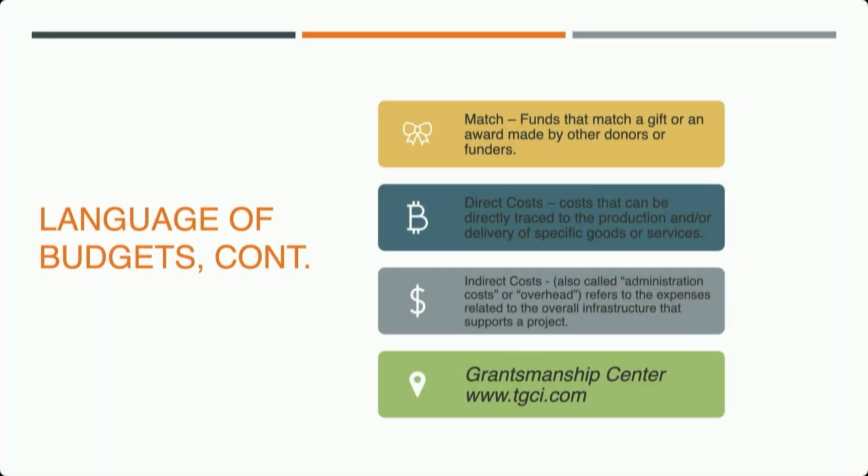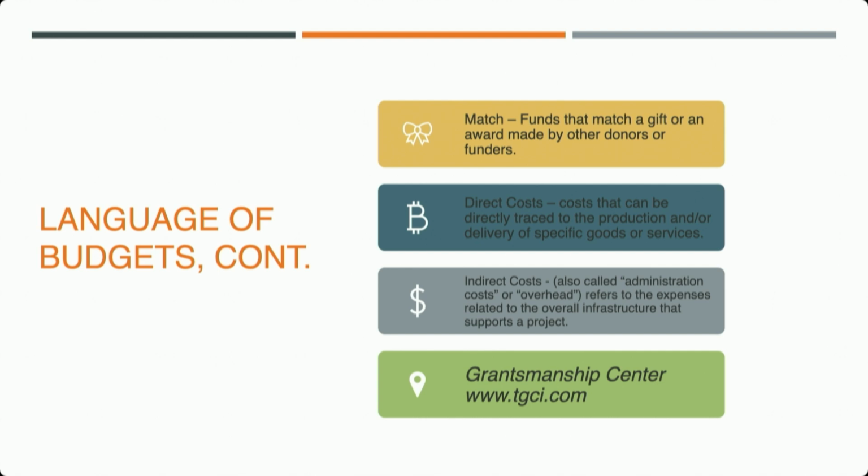We talked about matching funds this morning, so I won't spend much time on that. But I want to talk about these other two because, and by the way, this came from the Grantsmanship Center. I put the source on there so you can go read more. I want to talk about direct costs and indirect costs because this has been a source of interesting confusion over the years as we've looked at budgets.